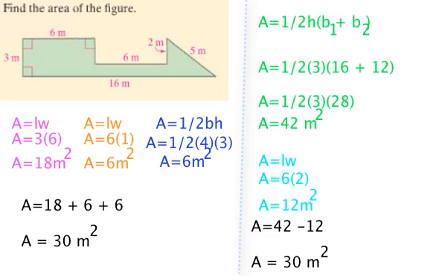So you can see it doesn't matter if we take an irregular shape and cut it into smaller pieces, or if we think of it as a larger shape with a piece removed. Either way, we ended up with the same answer, 30 meters squared. When you do your homework, you can choose one or the other method. It doesn't matter, as long as you're accounting for all of the shape that you need to find the area for.